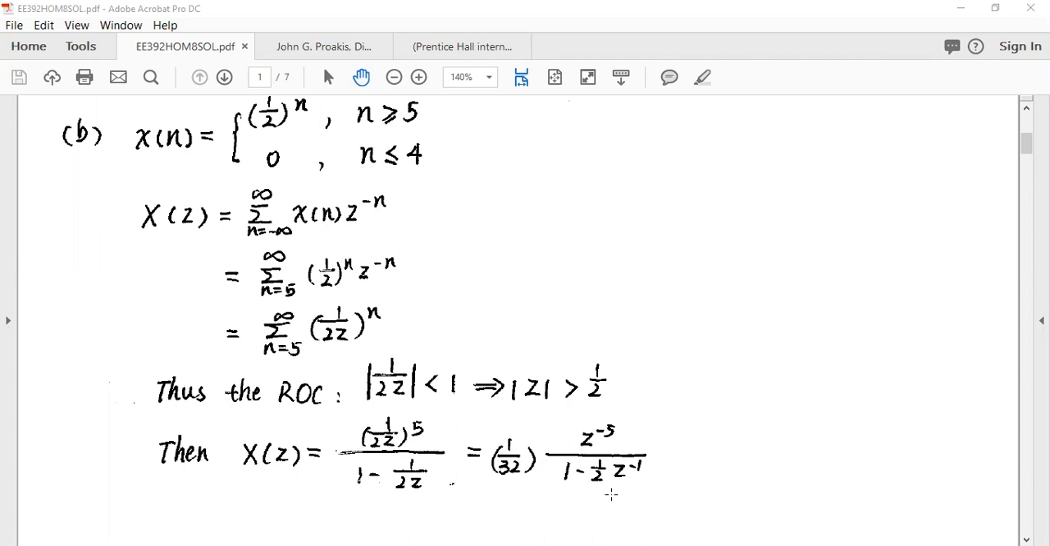Or you can use the definition. I mean, you can directly use the transformation values, so you'll be ending up with this.